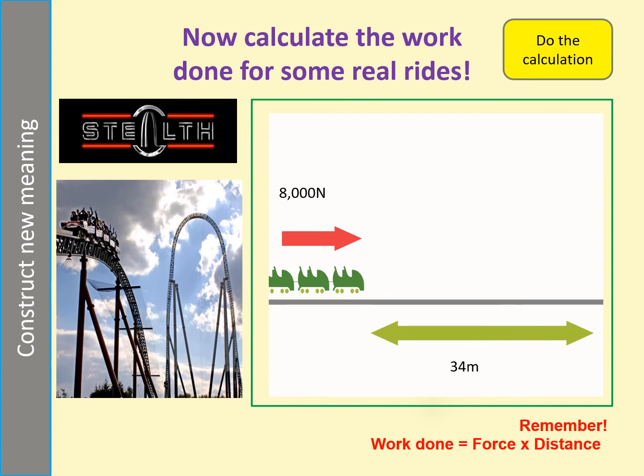Now it's time for you to calculate the work done for some real rides. The first one is a roller coaster called Stealth. The force is 8,000 newtons and the distance it moves is 34 meters. See if you can work out how much work is done.